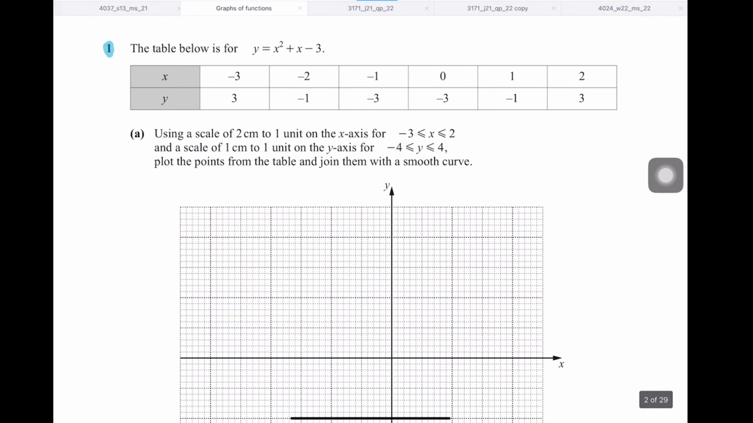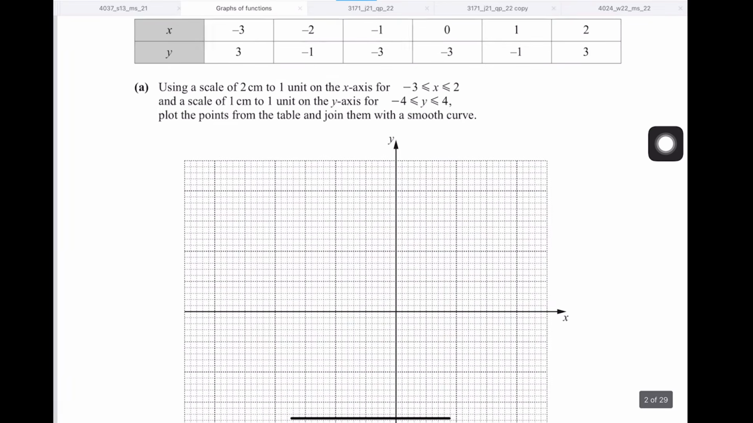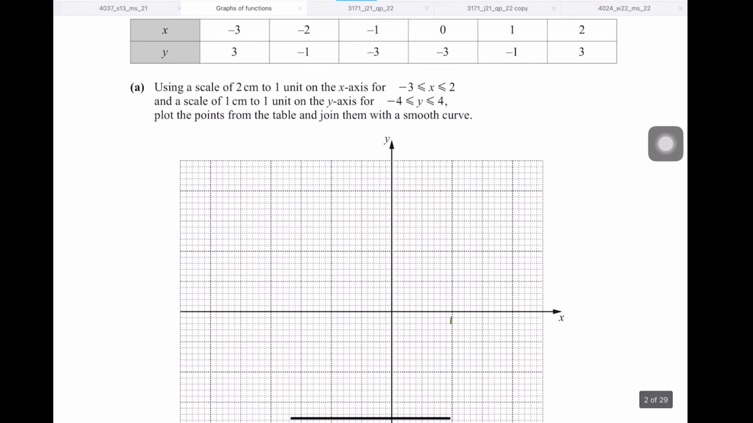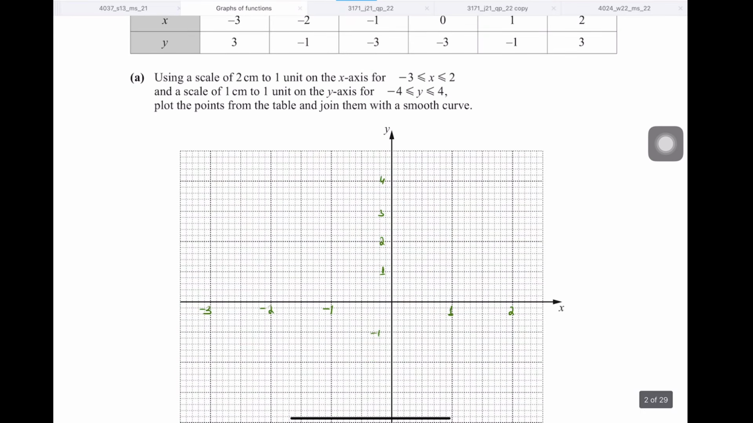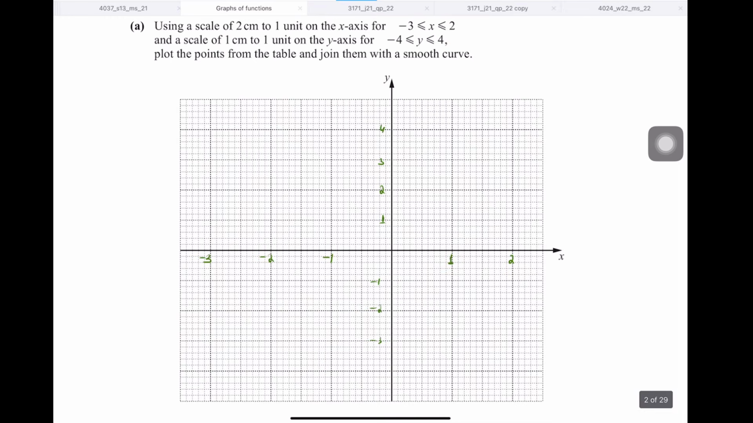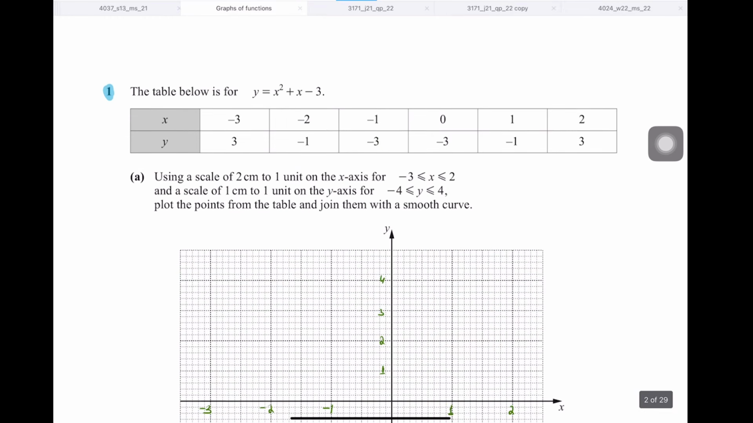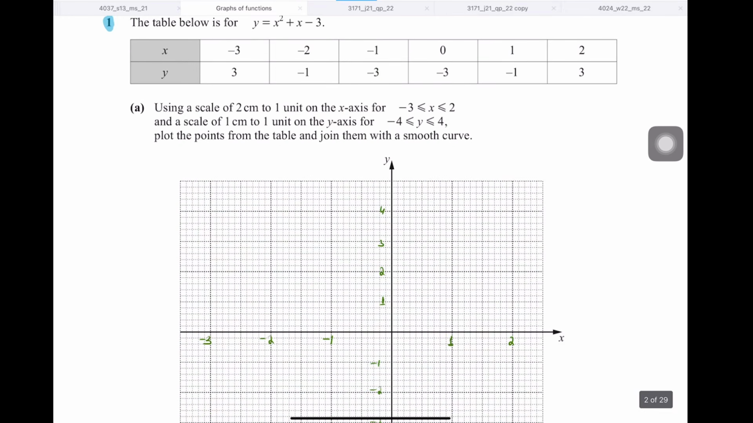So it says here, using a scale of 2 centimeter to 1 unit on the x-axis, draw for -3 to 2. So x and y axis have already been drawn. 2 centimeter basically means that we leave two boxes. So here's 1, here's 2, and then -1, -2, -3. And 1 centimeter to 1 unit for y. So 1, 2, 3, 4, -1, -2, -3, and -4.